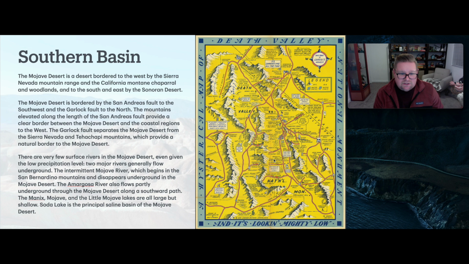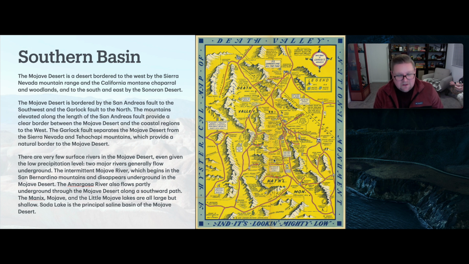There are very few surface rivers in the Mojave Desert. Even given the low precipitation level, two major rivers generally flow underground: the intermittent Mojave River, which begins in the San Bernardino Mountains and disappears underground in the Mojave Desert, and the Amargosa River, which flows partly underground through the Mojave Desert along a southward path. The Mannix, the Mojave, and Little Mojave lakes are all large but very shallow. Soda Lake is the principal saline basin of the Mojave Desert.